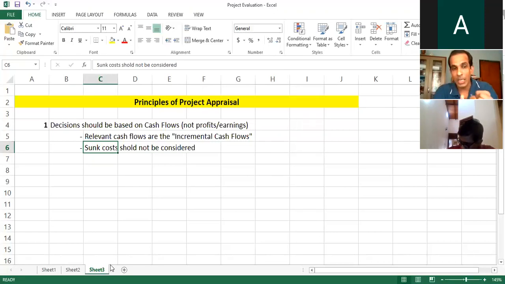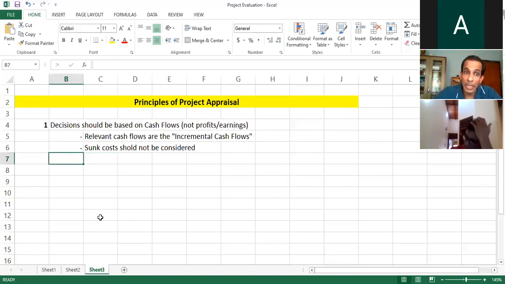Sunk cost means that is historical, which cannot be recovered, which cannot be changed due to the management decision. This is a historical cost which is already incurred, which cannot be recovered. If there are some costs like that, they should not be considered in project evaluation techniques, right? In project appraisal. So sunk cost should be excluded, should not be considered.